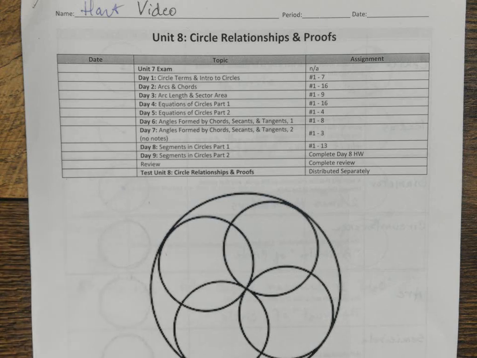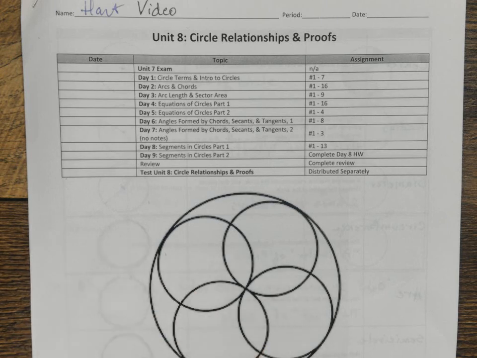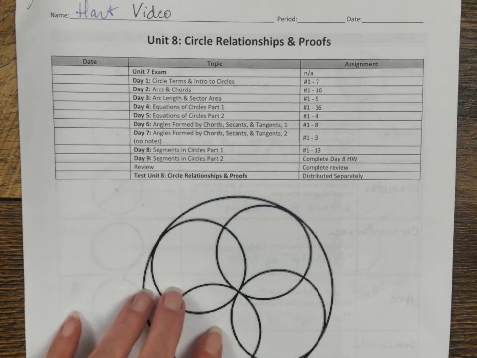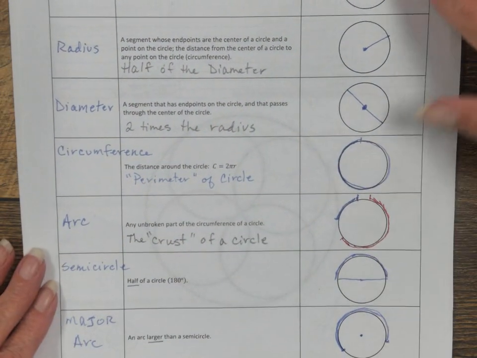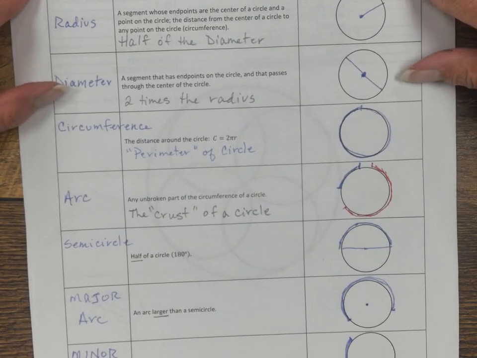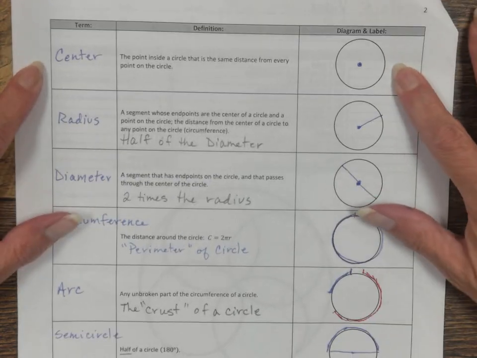Okay, guys, circles, their relationships and proofs is Unit 8, our next unit. So we always start a new unit with some definitions. This unit is no different. Here we have pieces of circles.